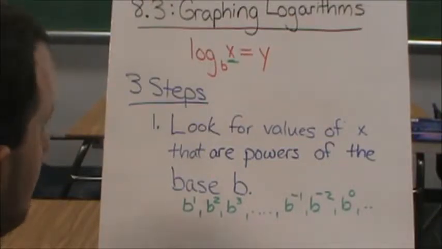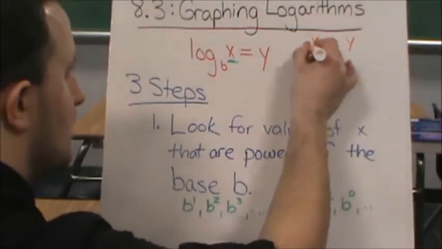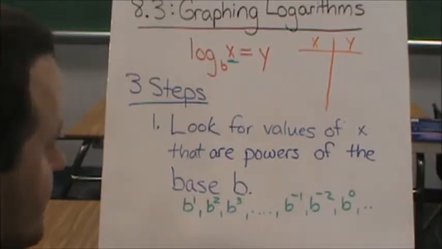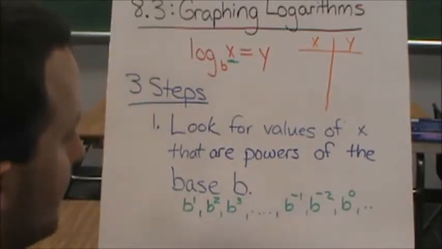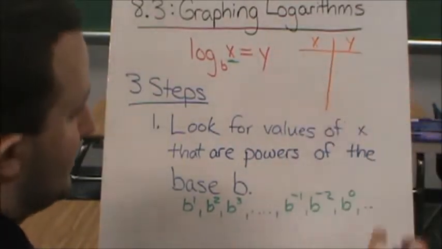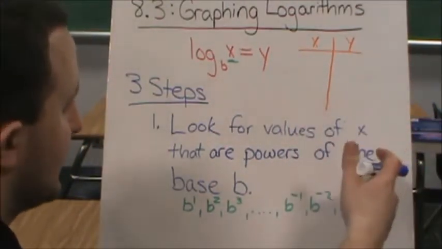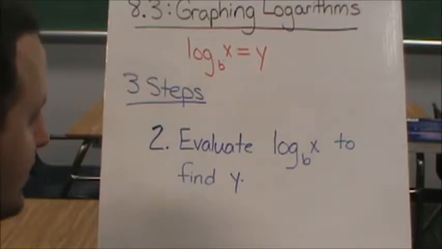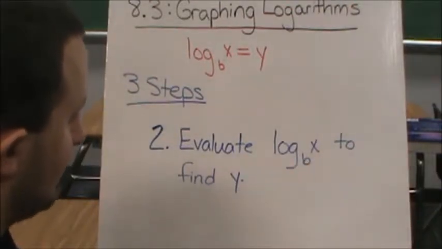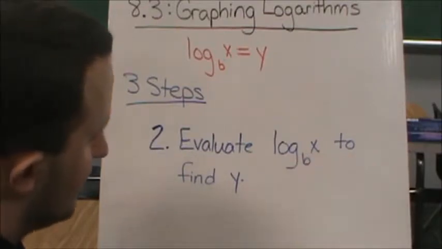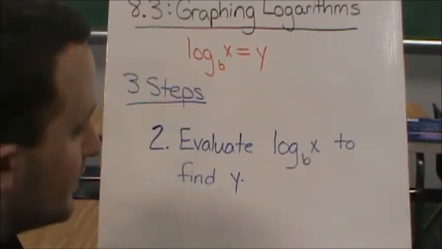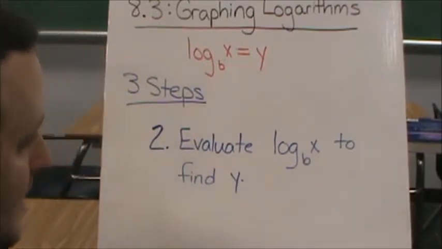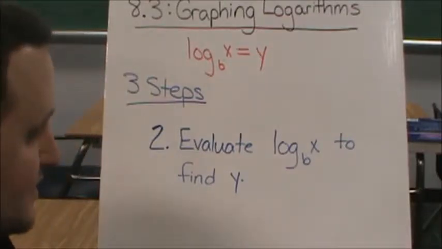We're going to create a table of values, sort of like we did when we graphed exponential functions. We looked for nice values of x and found a value y. In this case, our nice values of x are just these powers of our base b. The second step for graphing logarithms is to actually evaluate log base b of x to find y. Remember, our x values are just powers of b, so it should be easy to find our values of y, since our values of x are powers of the base b.